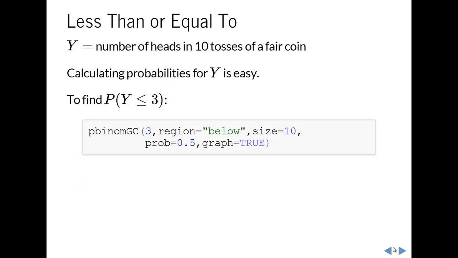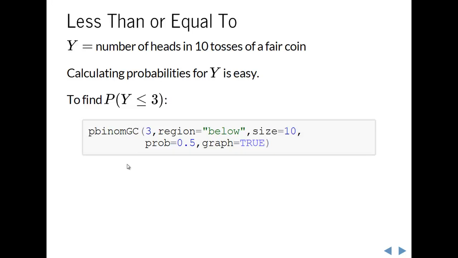Probabilities associated with binomial random variables are really easy to compute in R using the pbinomGC function. So let's look at the random variable capital Y that we saw before, counting the number of heads in 10 tosses of a fair coin. This will help us to see how this function works.